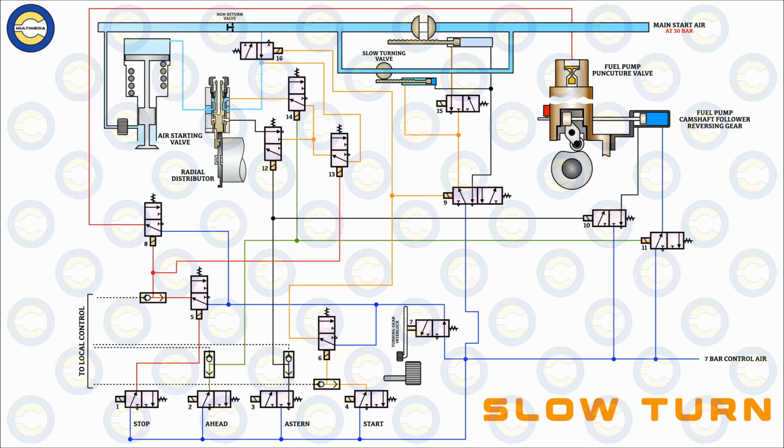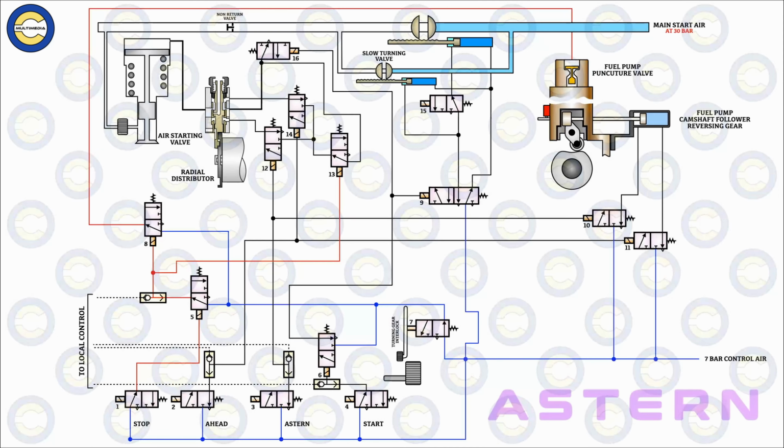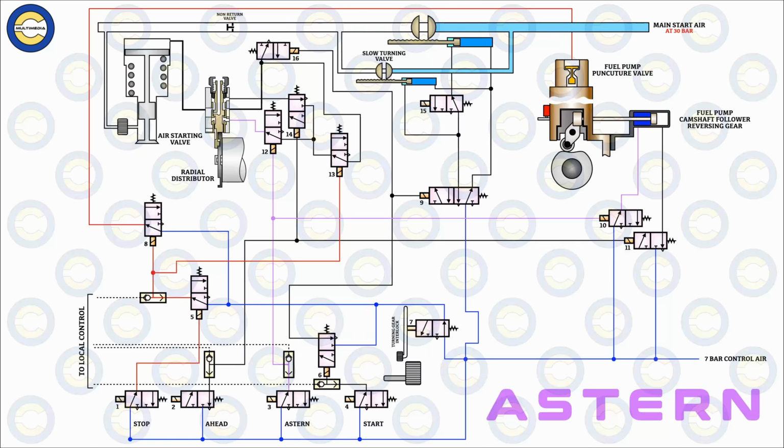On the other hand, let us imagine a situation where instead of ahead, it would be the astern direction in which the movement has to be made or triggered. In that case, the valve 3 would subsequently lead to the operation of the valve 12 and thereby the valve 10. It is this valve 10 that would be responsible for the motion of the reversing gear or the camshaft follower mechanism.